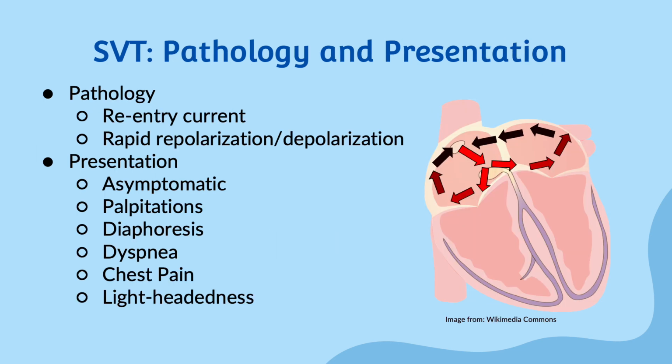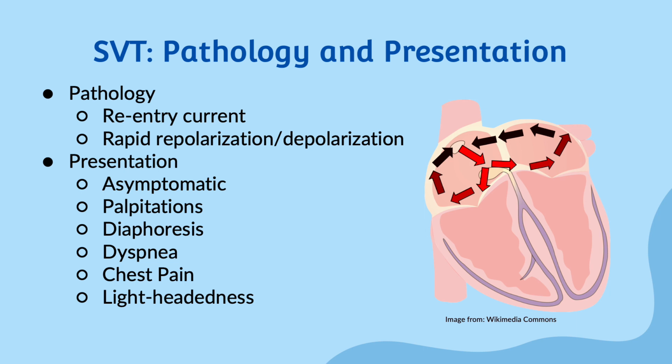PSVT occurs when there is a rapid and irregular heartbeat due to the reentry circuit. This can lead to an abrupt increase in heart rate, often leading to symptoms such as palpitations, chest pain, diaphoresis, shortness of breath, and lightheadedness. These symptoms may occur suddenly and resolve spontaneously or with certain maneuvers, such as coughing or changing body position.